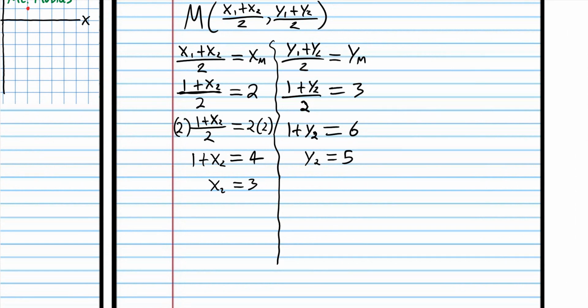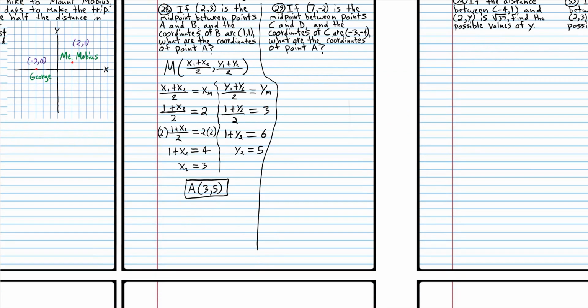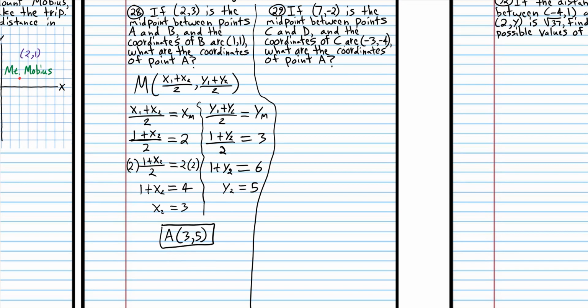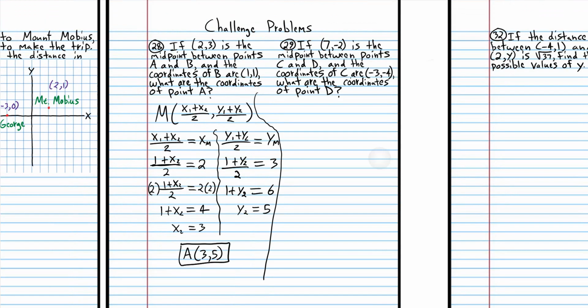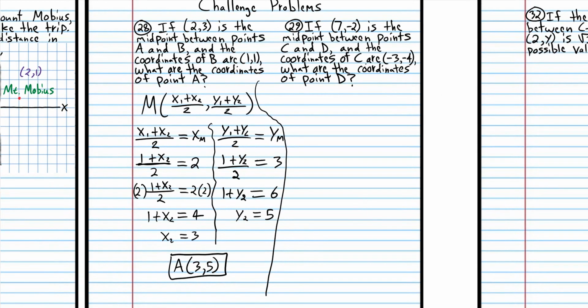So now we can write the final answer. The point that we're looking for, point A, is 3, 5. So this is the exact same thing that we've been doing. The only difference is we're given different information, and we're asked to find one of the endpoints given the midpoint and the other endpoint. All right, now I want you to try number 29. We don't have time to do a lot of these problems, but I just want to get you a feel for the types of variations of the problems out there. So try 29. I'm going to leave 28 in the window, and when you come back, we'll do it together.